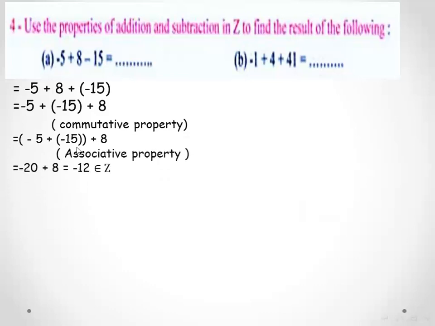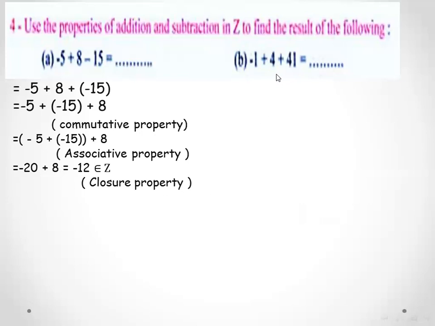Negative 5 plus negative 15 equals negative 20, plus 8. Different signs, subtract. 20 minus 8 equals 12. Keep the sign of the bigger number. The bigger digit here is 20, so I'm going to keep its sign, which is negative. Here I forgot to tell you that negative 12 belongs to Z. This means I did the closure property.